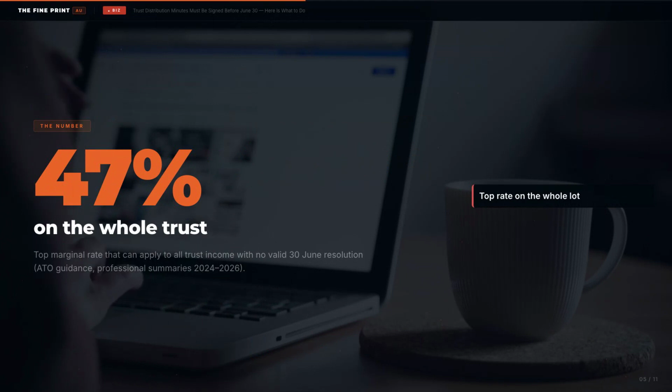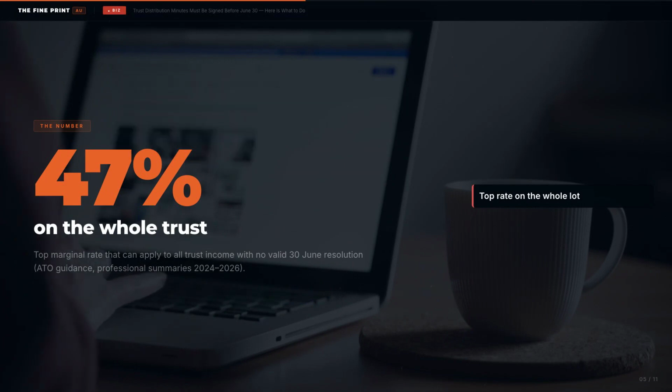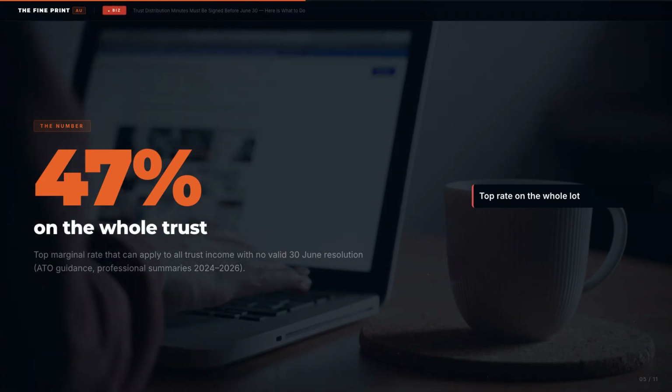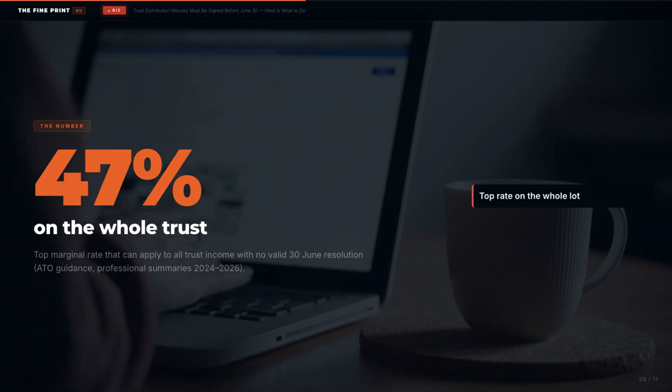47%. That is the maximum marginal rate that can apply to all of a trust's taxable income when no valid distribution resolution is made by 30 June. It is the single sharpest reason this date matters more than almost any other on your calendar.